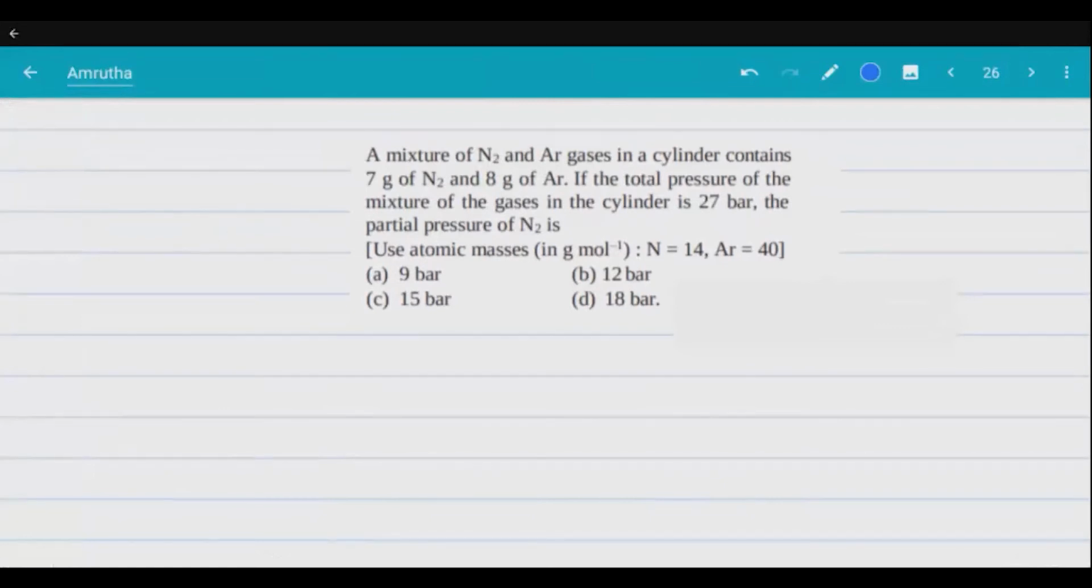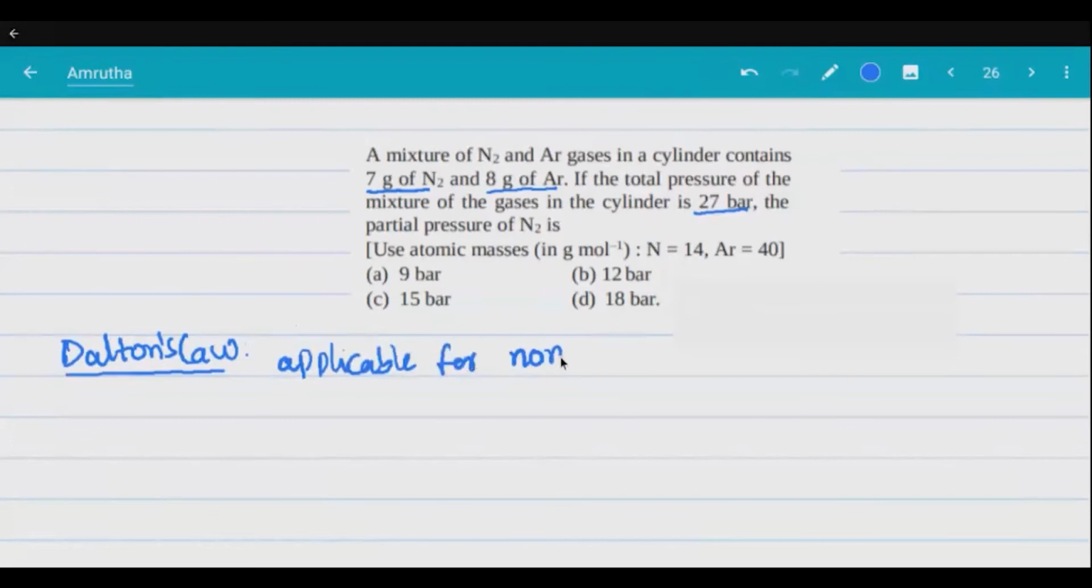Now, gas properties. A mixture of N2 and Ar gases in a cylinder contains 7 gram N2 and 8 gram argon. If total pressure is 27 bar, what is the partial pressure? Whenever there is a partial pressure term, you should know Dalton's law. Dalton's law is applicable to a mixture of gases which are not reacting. Applicable for what? Non-reacting gases.